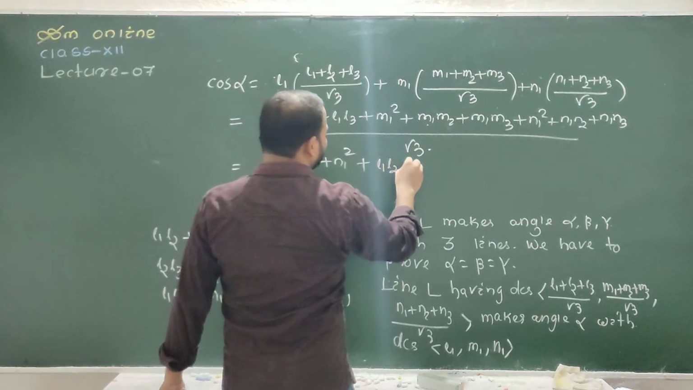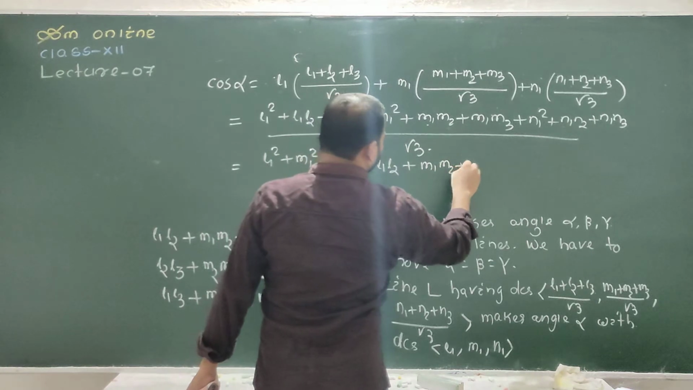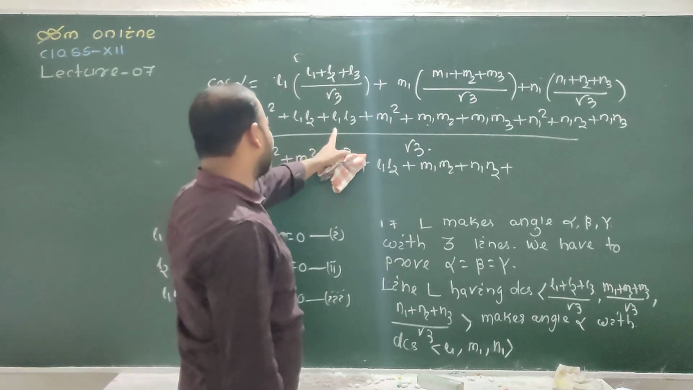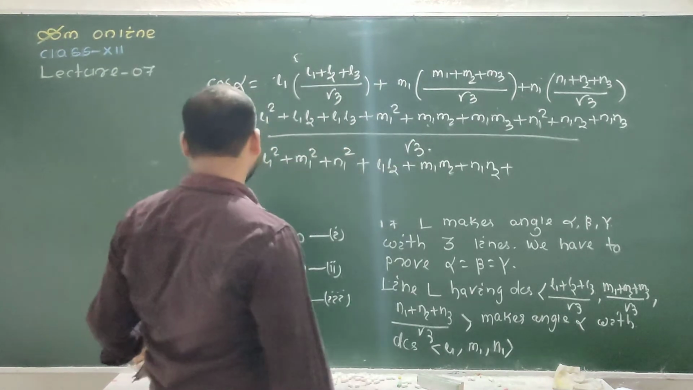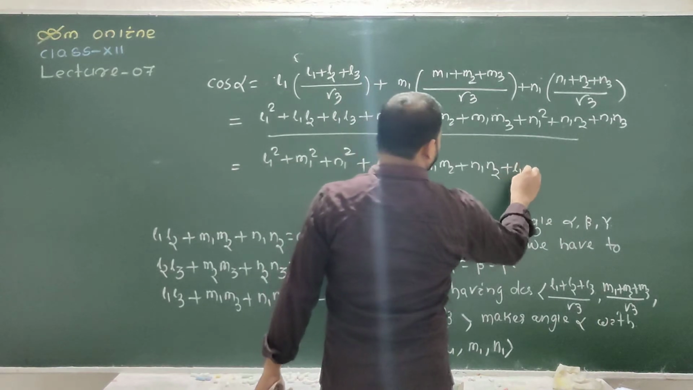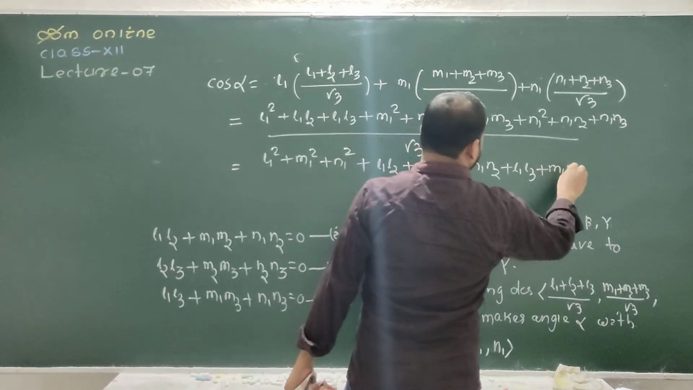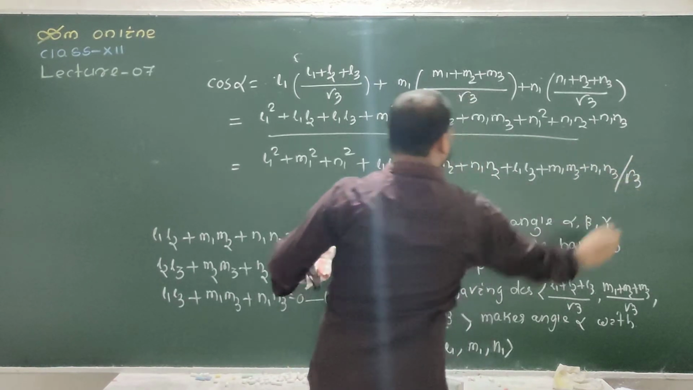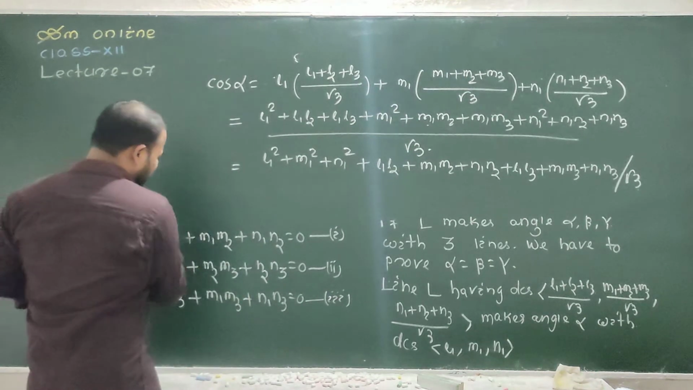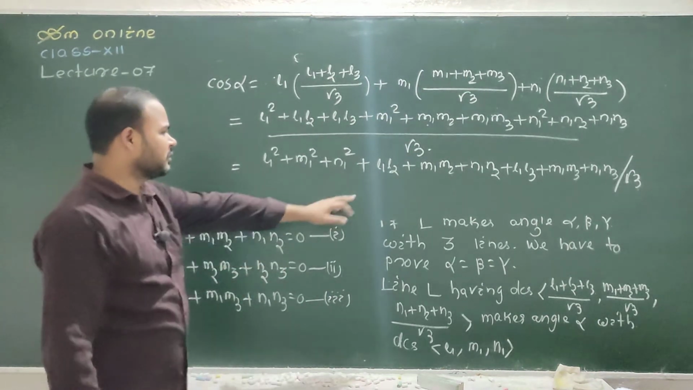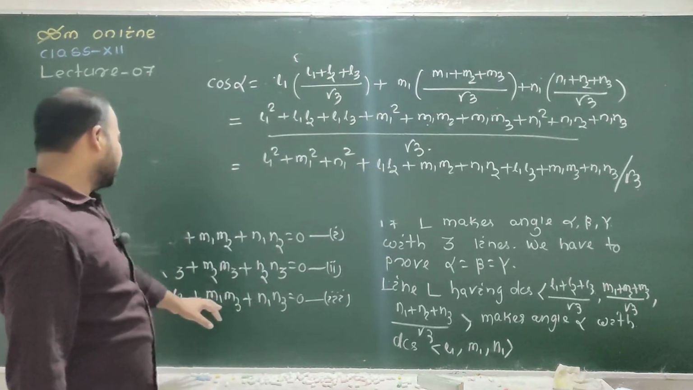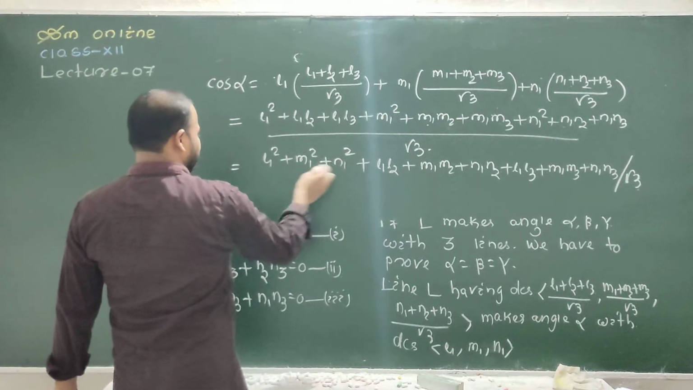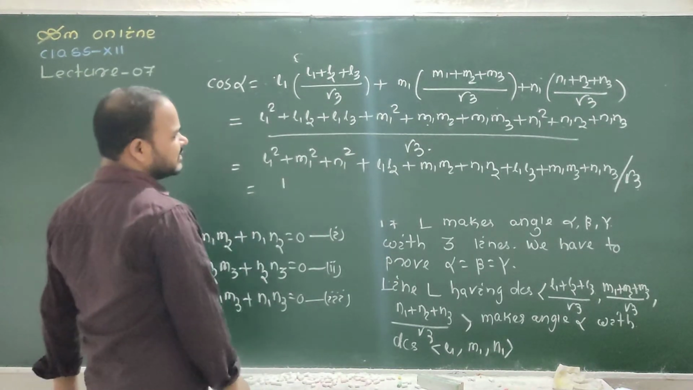L1 L2 plus M1 M2 plus N1 N2 plus this is L1 L3 plus M1 M3 plus N1 N3. This is L1 L3 plus M1 M3 plus N1 N3 all divided by root 3. Okay, and we know that L1 L2 plus M1 M2 plus N1 N2 equal to 0. Okay, and L1 L3 plus M1 M3 plus N1 N3 is also 0, and this L1 square plus M1 square plus N1 square is equal to 1 because this is the DCS.